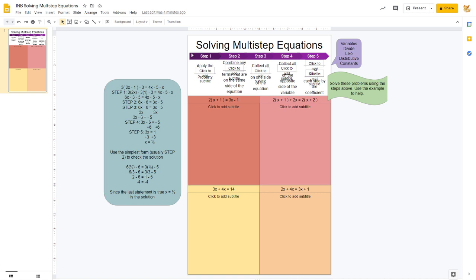So our first steps here are to fill in the blanks for step 1, 2, 3, 4, and 5 using the words in that purple bubble. So right here, our step 1 is to apply a property. The only property listed in the blue purple box is distributive property. Now, distributive property is the property where you multiply the number outside by both numbers or variables inside.